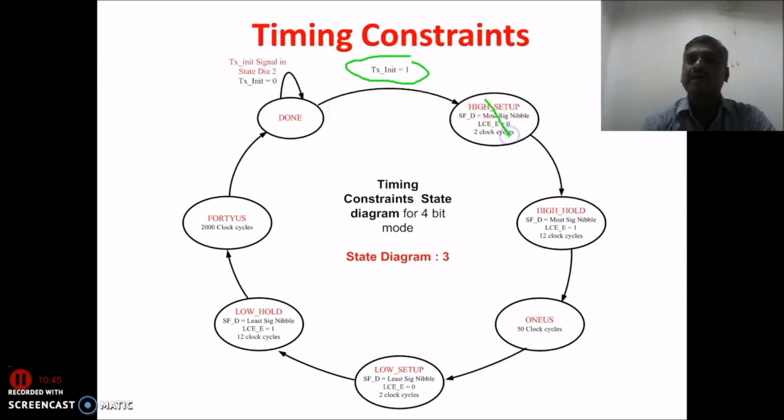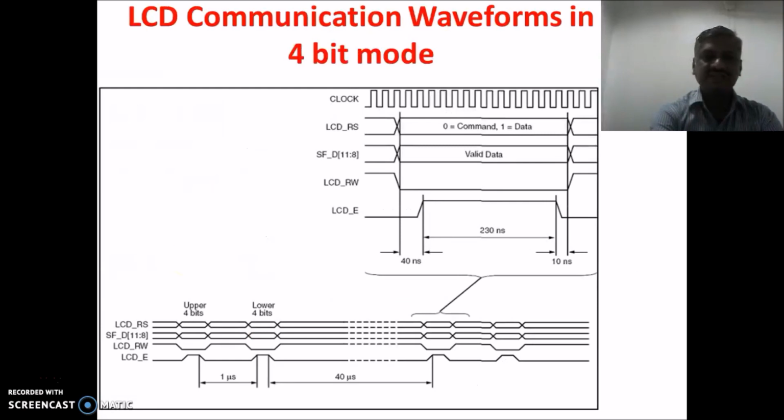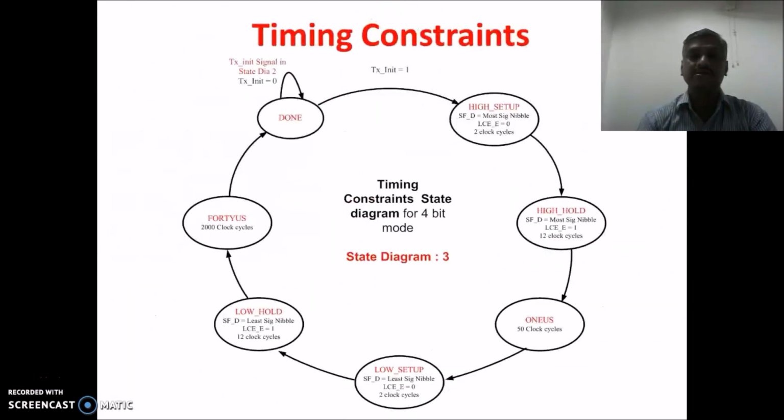Then high setup, that is E equal to 0 for 40 nanoseconds, then E equal to 1 for 230 nanoseconds, then a delay of 1 microsecond, then again E equal to 0 for 40 nanoseconds, and E equal to 1 again for 230 nanoseconds, and there is a delay of 40 microseconds, which I discussed in the previous slide. Now look here, the delay between the two bytes will be 40 microseconds, and that delay we are providing by that particular state.